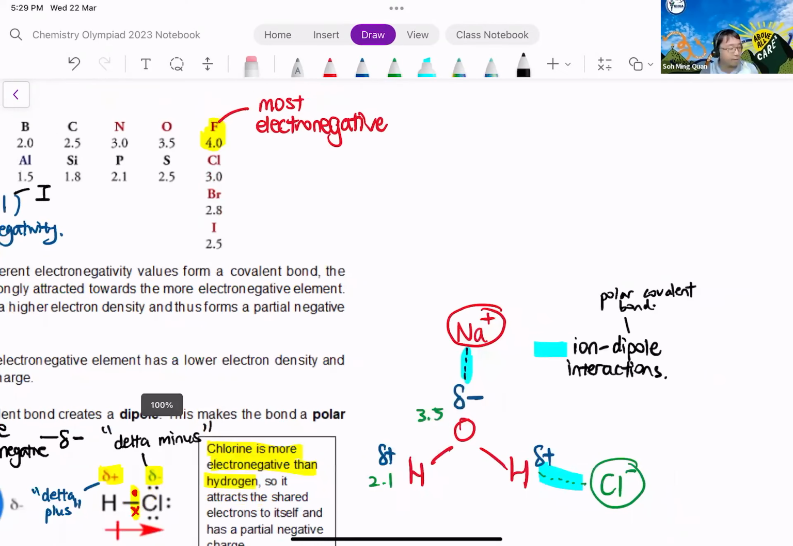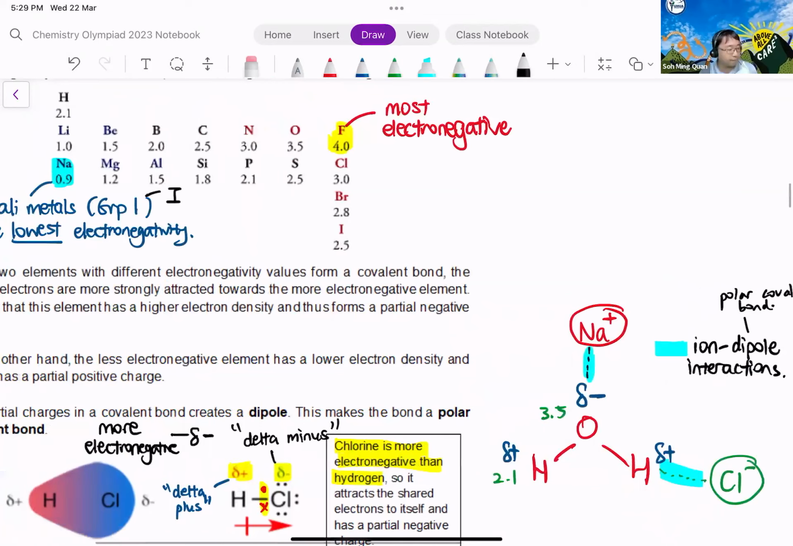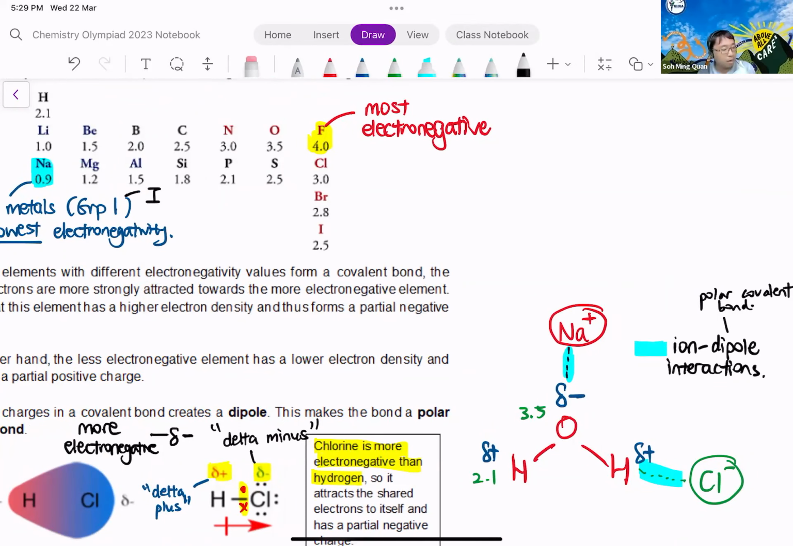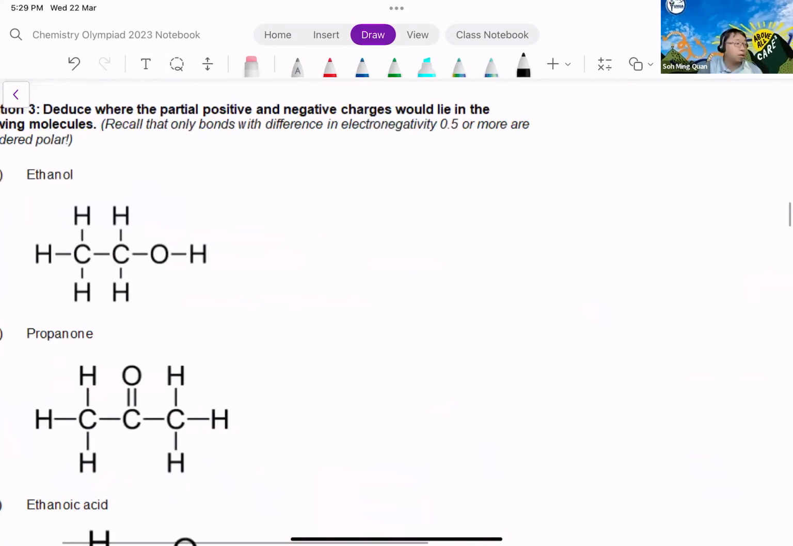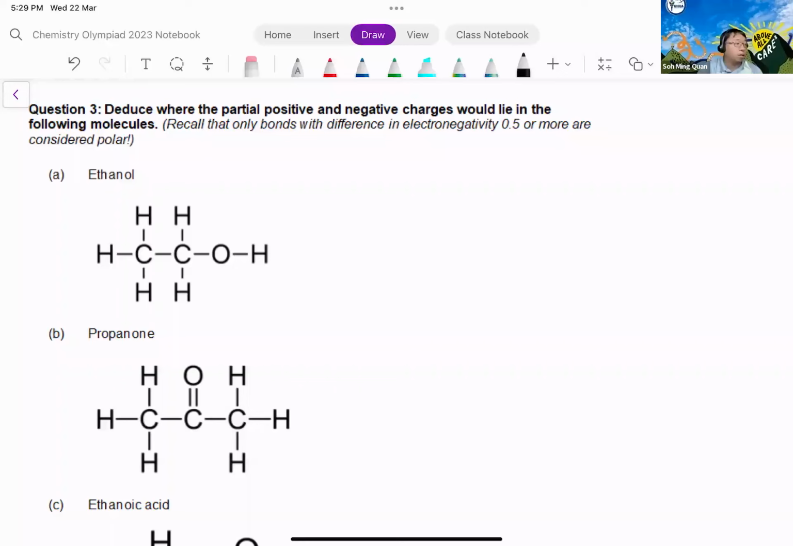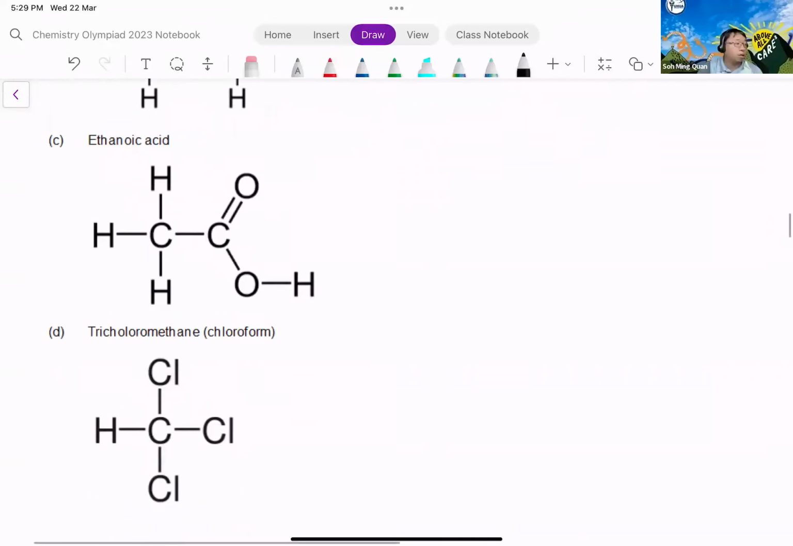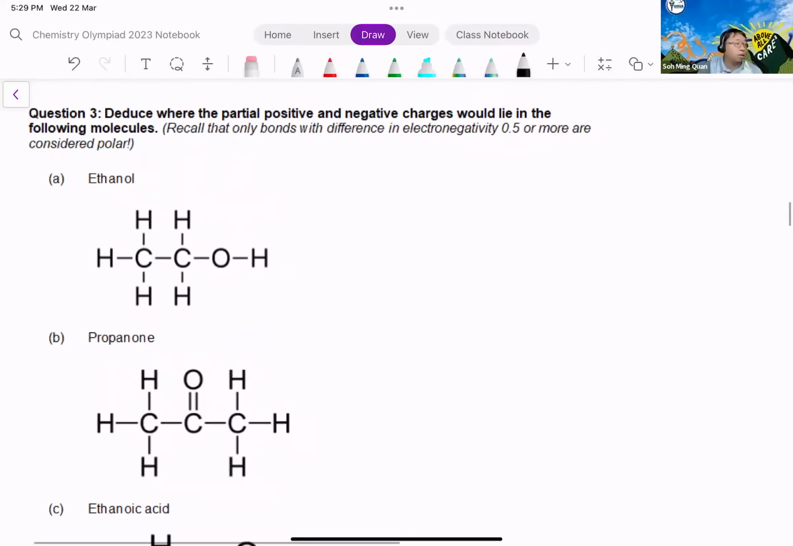All right. So at this juncture, as we finish electronegativity and polar covalent bonds, I hope you'll take a look at it and think through in your head. This is really about unequal sharing of electrons because the elements have a different tendency to attract the shared electrons. Okay. Now, let's do question 3 together though, okay? Deduce where the partial positive and partial negative charges would lie. So there are basically 4 examples here.